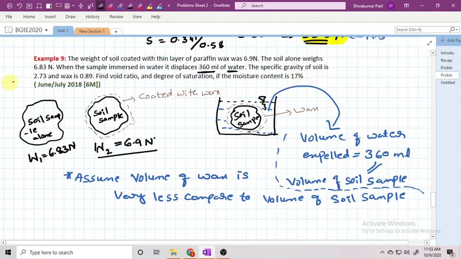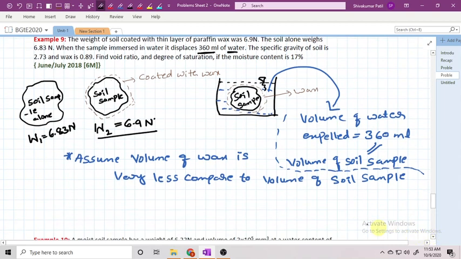The specific gravity of soil, what they have given? The specific gravity of soil, Gs, is equal to 2.73. And the specific gravity of wax is 0.89. Find the void ratio.